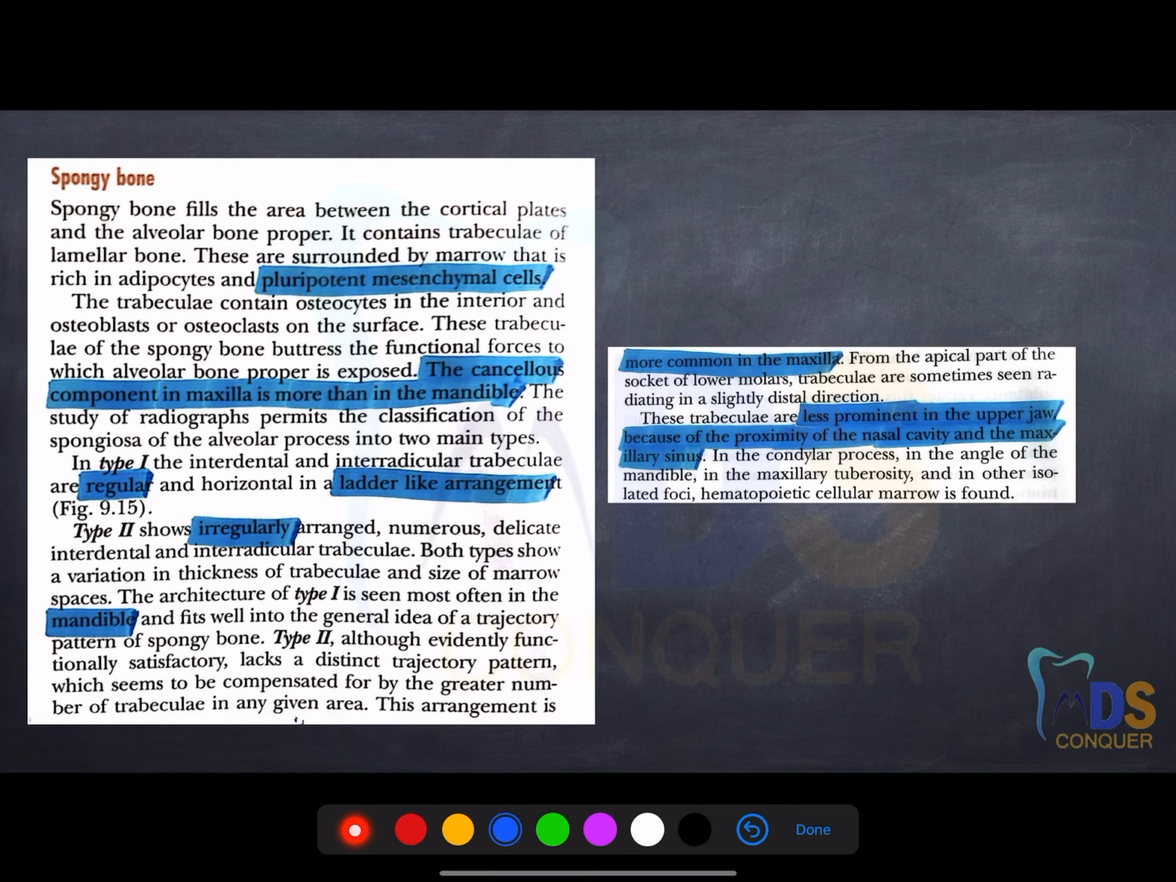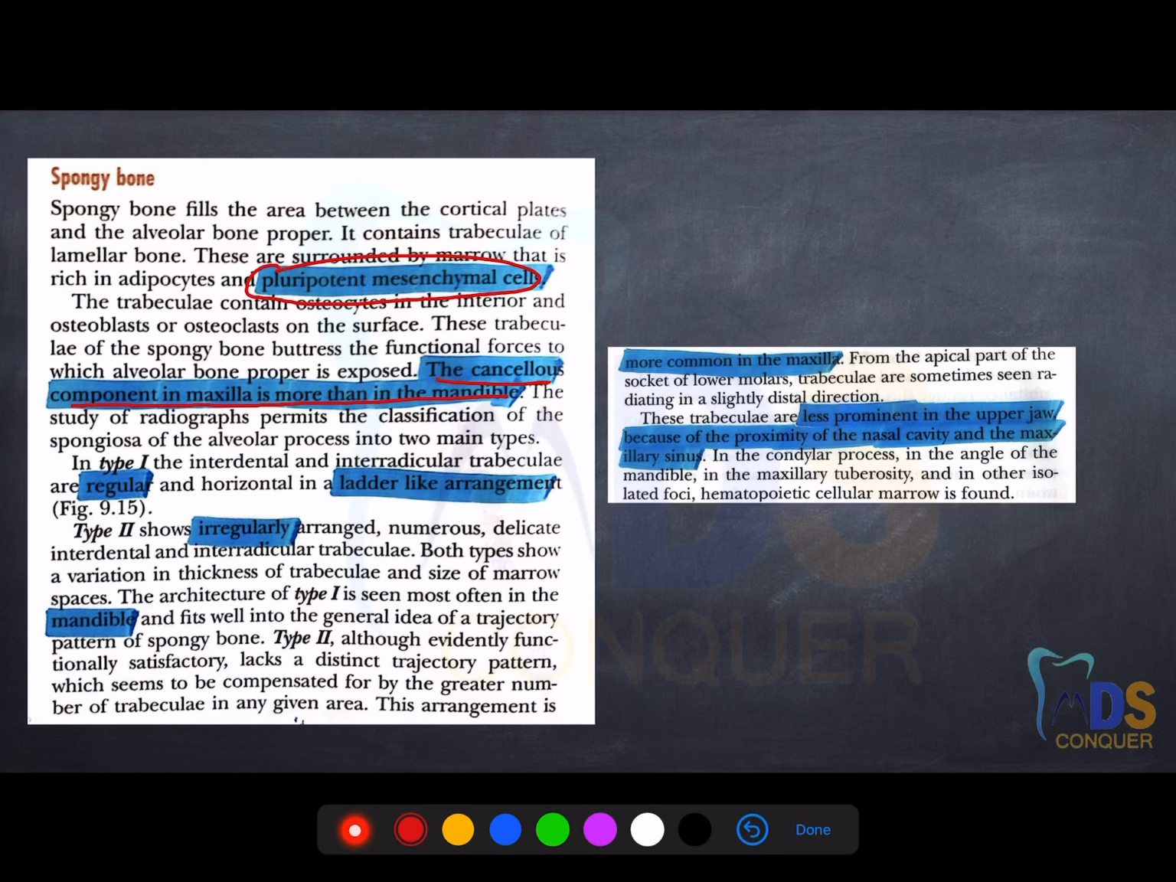And spongy bone. So spongy bone fills the areas between the cortical plates and the alveolar bone proper. And most of this bone marrow has particular types of cells like pluripotent cells, which can be differentiated into any type of cells. The cancellous component in the maxilla is more than in the mandible.